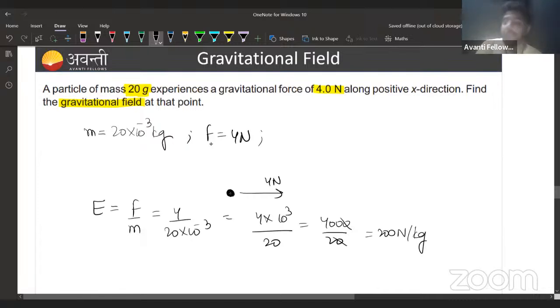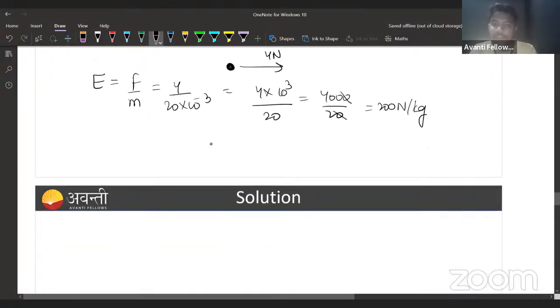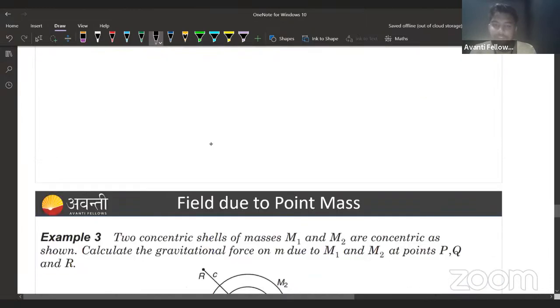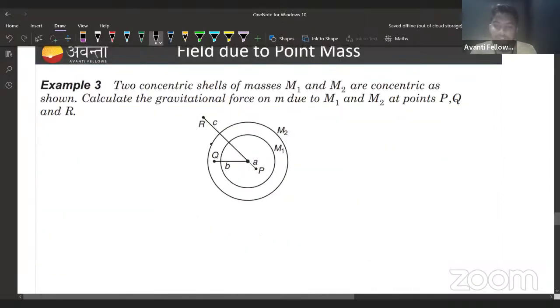See, I'm very happy that one school has given the answer with the units. So it is very important you always mention the units. In physics, it's very important to give the answer with the units. So hopefully this question is clear. Let's move on to the next question. Try to solve this question.